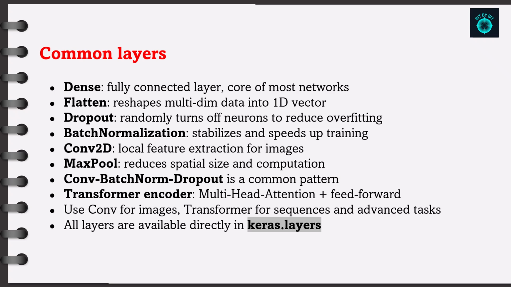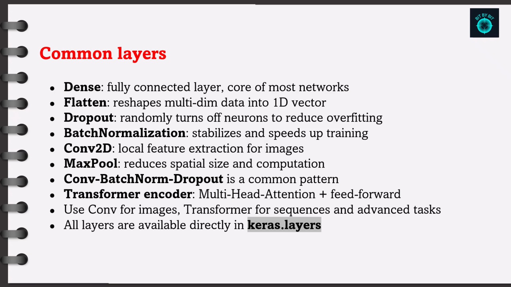Conv2D, or Convolution 2D, is the core layer for image processing. It scans the image with small filters to extract local features like edges and textures. Commonly, you follow Conv2D with max pooling to reduce spatial size. A typical pattern is Conv2D, then batch normalization, then dropout. This pattern helps learning, stabilizes activation distributions, and prevents overfitting.